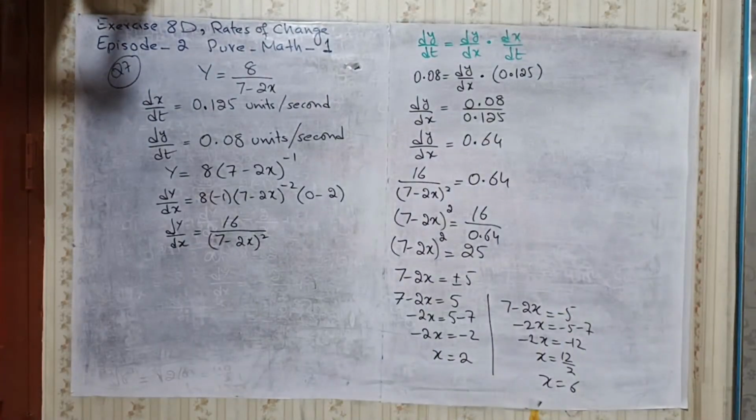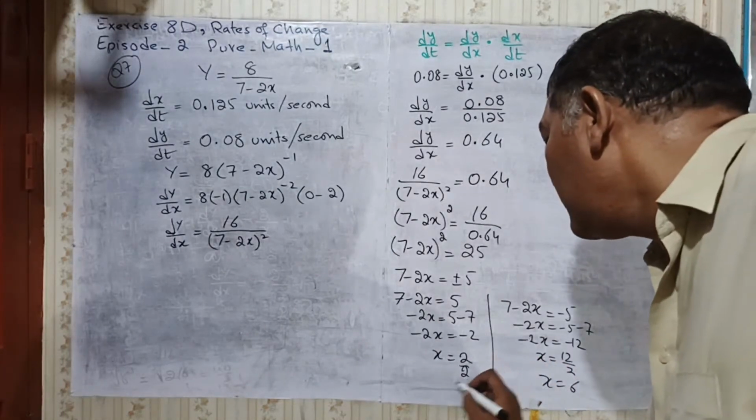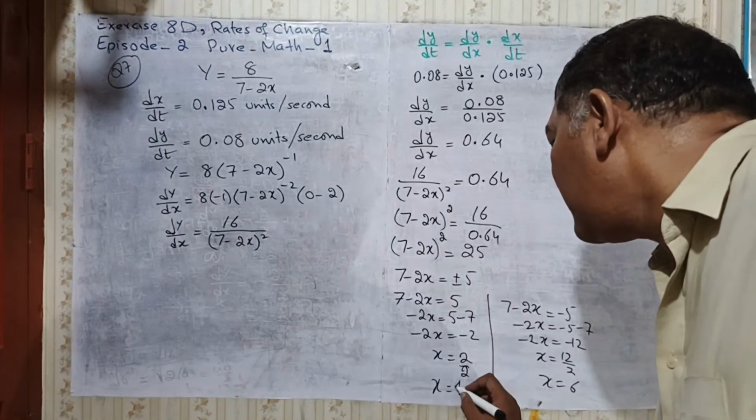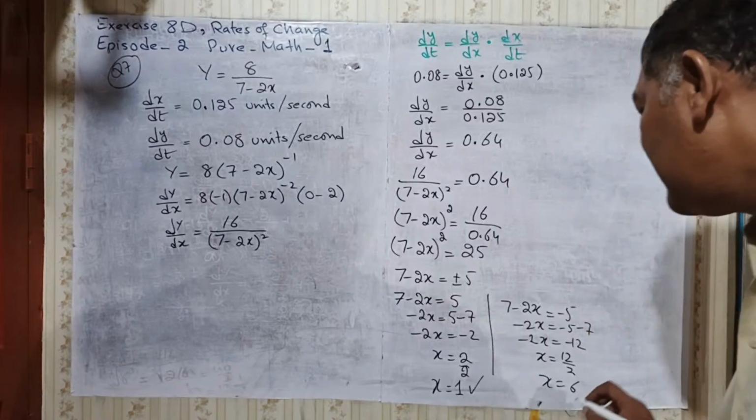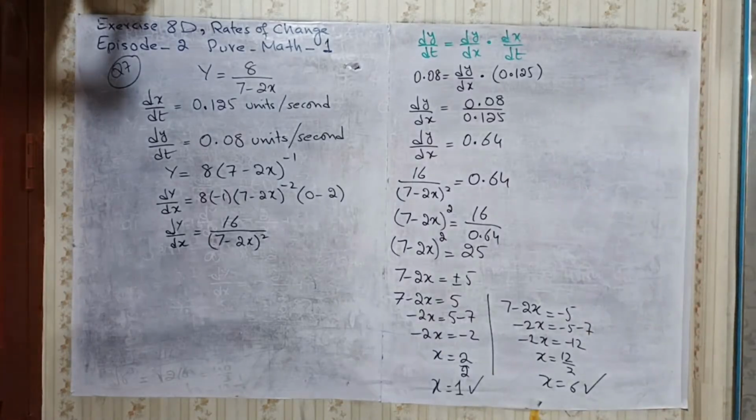This was the question. So one value is this one, this was 2 by 2. Sorry. So the x will be equals to 1. So the one value of the x is 1. The other value of the x at the point P can be 6. They ask us to find the two possible values. Okay. And this is the answer. So this is how you do the question number 7.